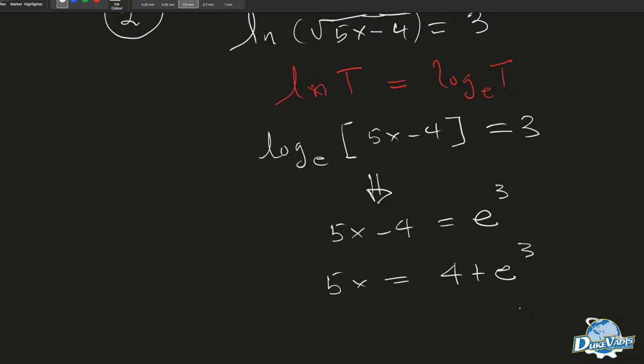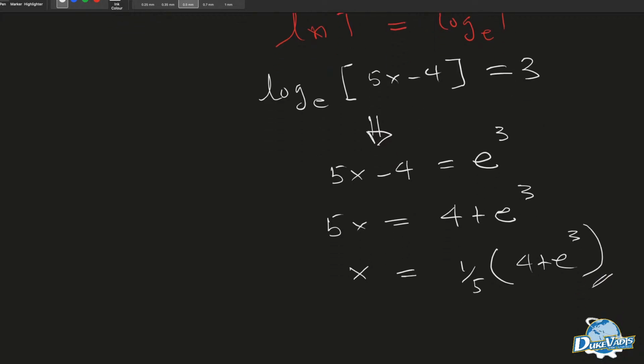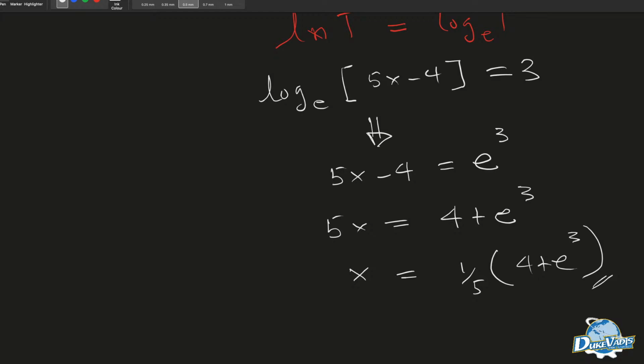So dividing both sides by 5, our equation will give us 1/5 into bracket 4 plus e raised to the power 3. This will be our final result. Now let's look at the other equations that we were given.